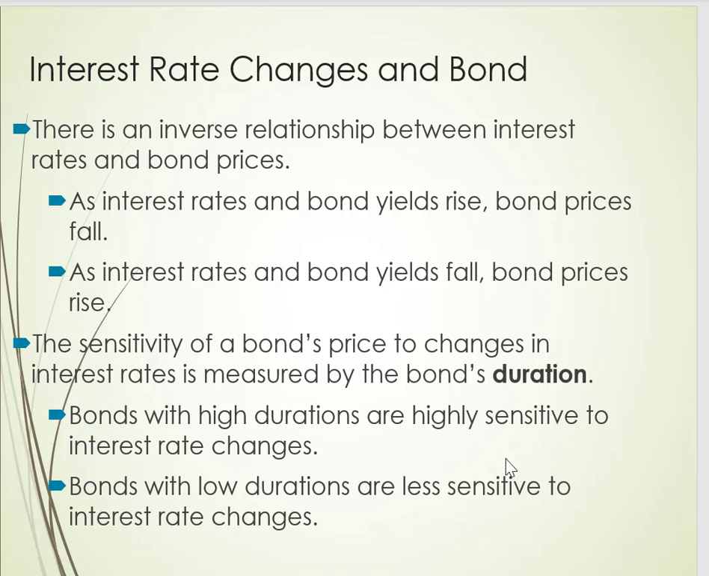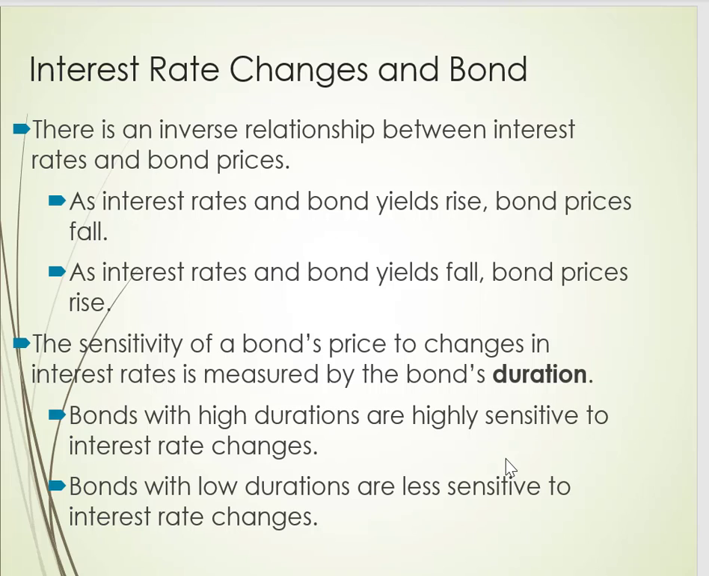Bonds that have high durations are very sensitive to interest rate changes. So when interest rates change, bond prices move significantly, either up or down. So duration is a statistic. It's much like the statistic beta, where beta measures the change in returns as the stock market changes.